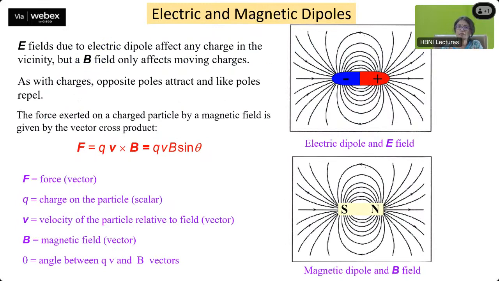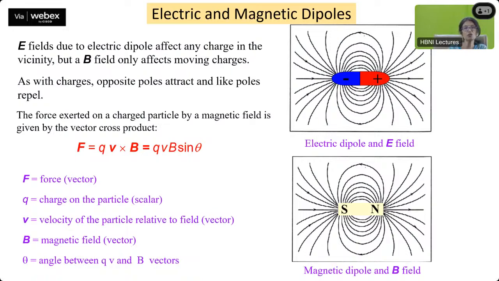So coming to a little bit of the basics before we go into the details of magnetism. Refreshing your memory: electric fields due to an electric dipole affect any charge in the vicinity, but the difference with the magnetic field is that it affects only moving charges. As with charges, in the case of magnetic poles also, opposite poles attract and like poles repel. The force exerted on a charged particle by a magnetic field is given by the vector cross product q v cross B, where q is the charge on the particle.